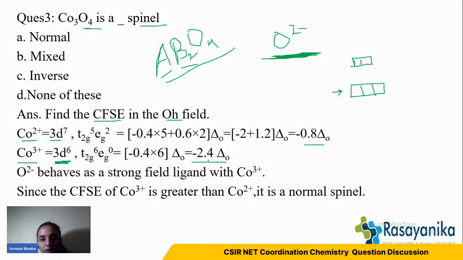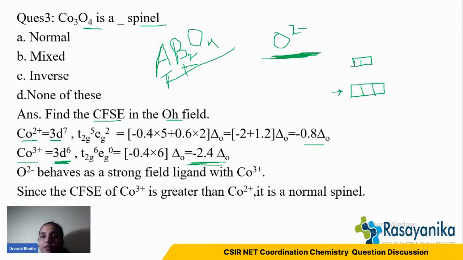Okay. Now we can see that the CFSE of cobalt 3 plus is greater than minus 0.8. Okay, this is greater. This CFSE is greater than this. So we can say that it is a normal spinel. So what is the criteria of a normal spinel? That the A is present in the tetrahedral voids while B is present in the octahedral voids.